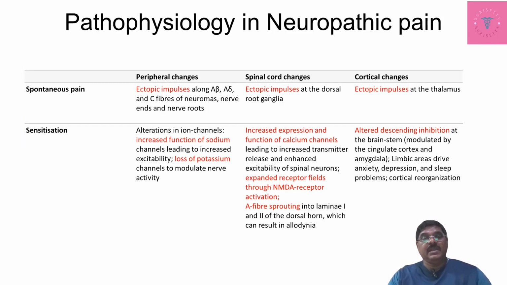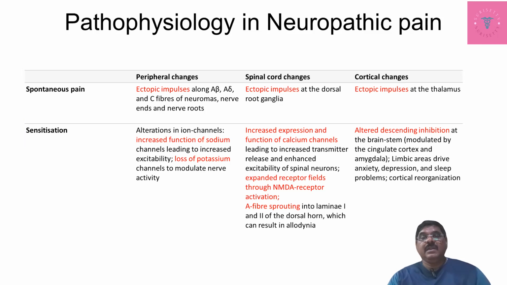More along with that, expanded receptive fields and NMDA receptor activation by the calcium channels. And A fiber sprouting is very important. A fiber sprouting occurs from the lamina 1 to the lamina 2 of the dorsal horn. They will cross-link with the C fibers, which results in allodynia.